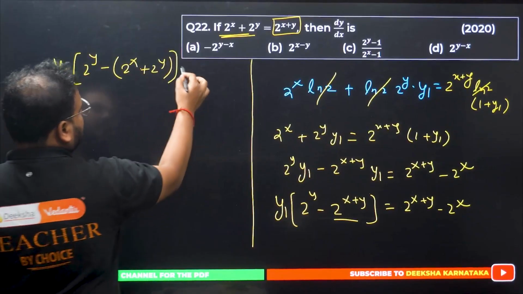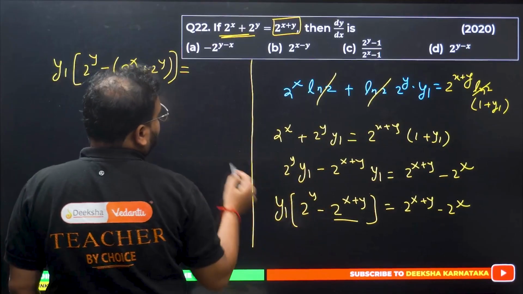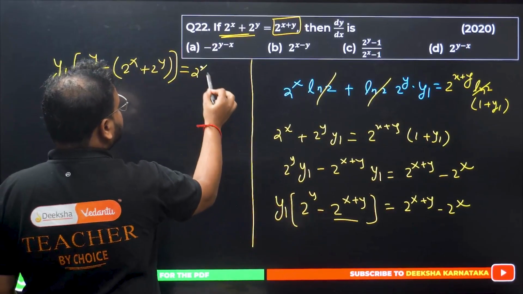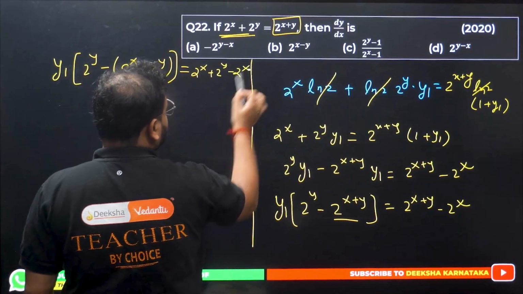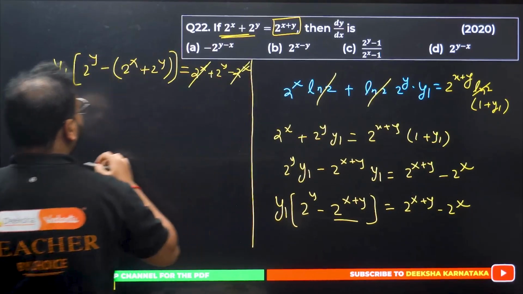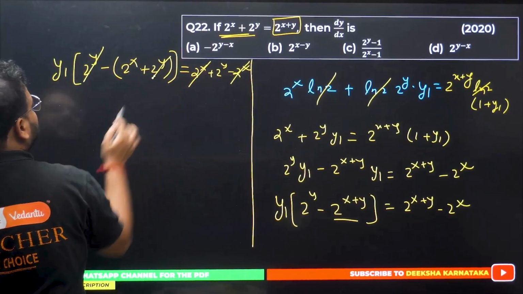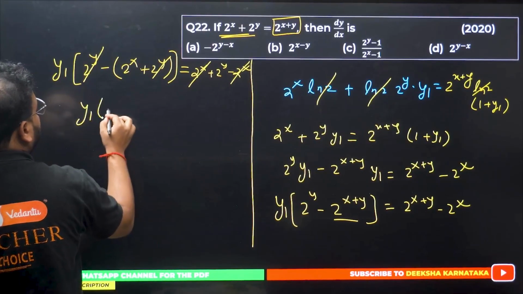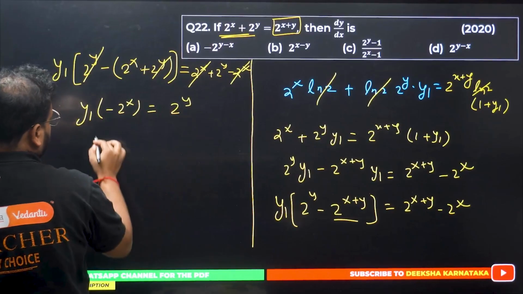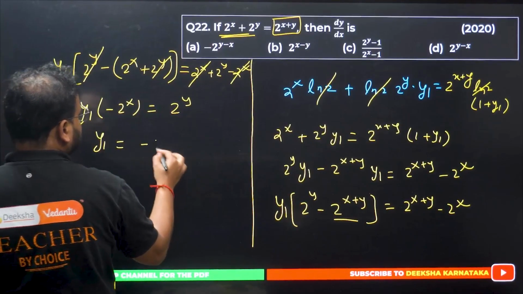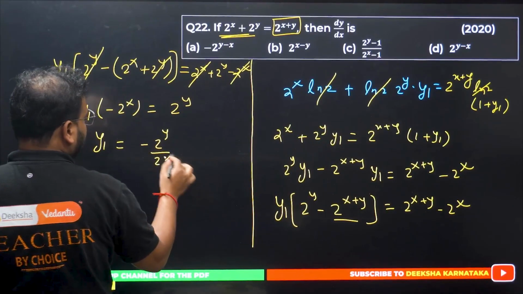This is done, equal to, on the side again replace one more time, 2 power x plus 2 power y minus 2 power x. This and this is cancelled. I get y1 times of minus 2 power x equals to 2 power y. I get y1 equals to minus 2 power y divided by 2 power x.